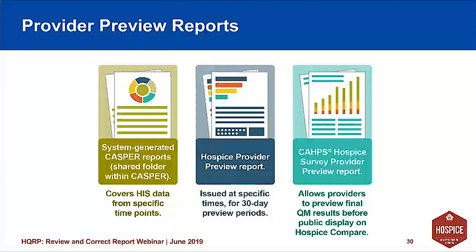Hospice providers are encouraged to use these to review their hospice item set, quality measure results, and the facility-level CAHPS survey results. Prior to each quarterly release of data on Hospice Compare, hospice providers are given an opportunity to review their results during a 30-day preview period using these provider preview reports.